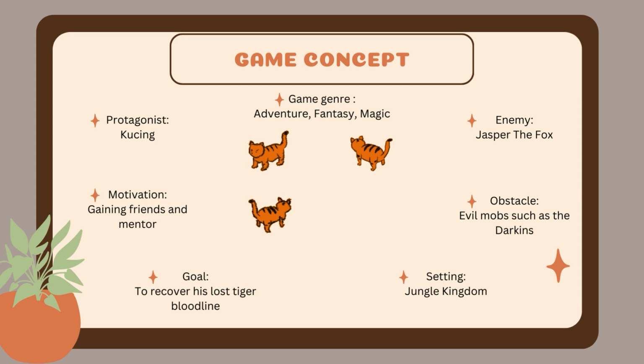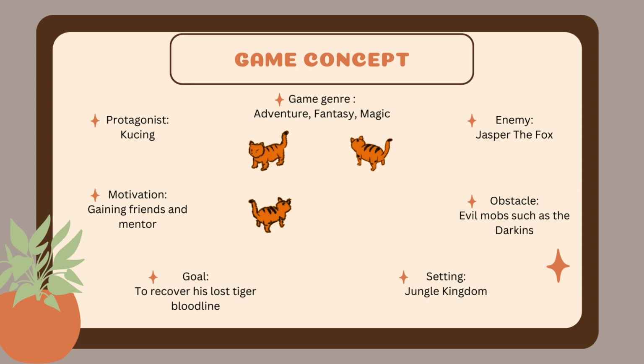So next is the game concept. The game concept is in the genre of adventure, fantasy and magic. There is magic in this game because the animal tribes have all kinds of skills and abilities depending on their tribe. If the tiger tribe, they can learn the other animals' abilities. If the gorilla tribe, they have the strength ability, such as all of that.